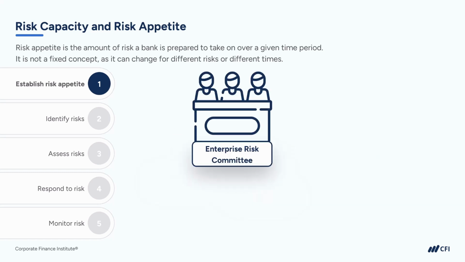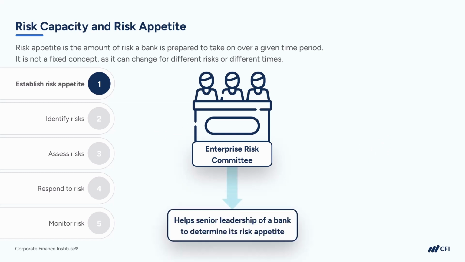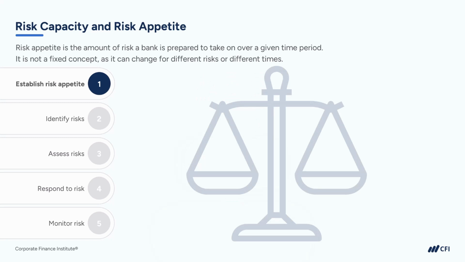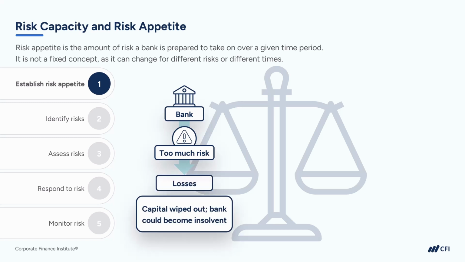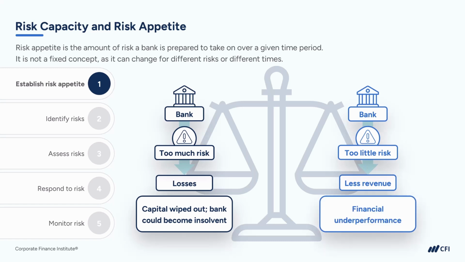The Enterprise Risk Committee, the committee with oversight of the ERM framework, helps the senior leadership of the bank to determine its risk appetite. You can probably see it's a careful balancing act. If the bank takes on too much risk and future losses are more significant than expected, capital is wiped out and the bank could become insolvent. On the other hand, if the bank takes too little risk, it's likely to generate less revenue and income than it would otherwise, resulting in financial underperformance.